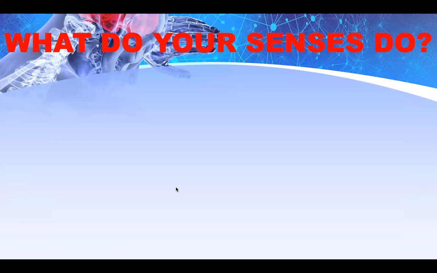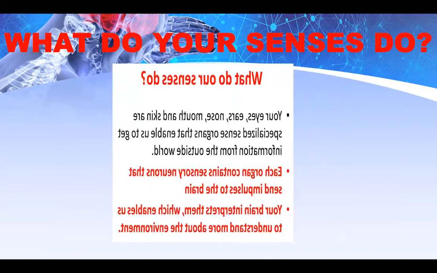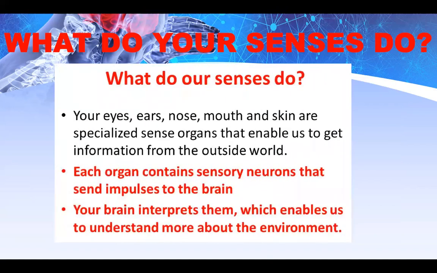What do your senses do? Your eyes, ears, nose, mouth, and skin are specialized sense organs that enable us to get information from the outside world. Each organ contains sensory neurons that send impulses to the brain, and your brain interprets them, which enables us to understand more about the environment. Each of these organs gets different information from the environment.